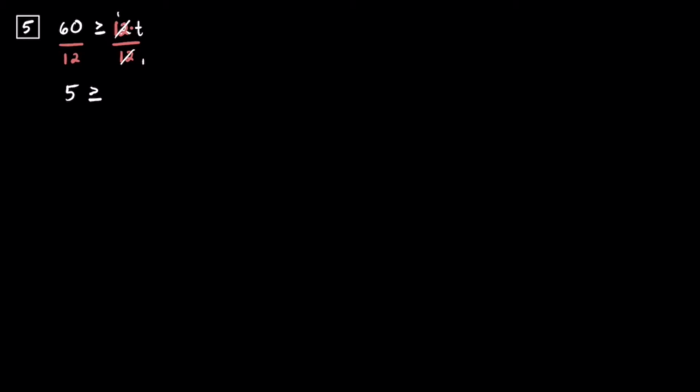And we'll have 5 is greater than or equal to just t. If you want to turn this around, 5 is greater than or equal to t is the same thing as t is less than or equal to 5. As long as the value of t is equal to 5 or any values less than 5, this inequality will be true.